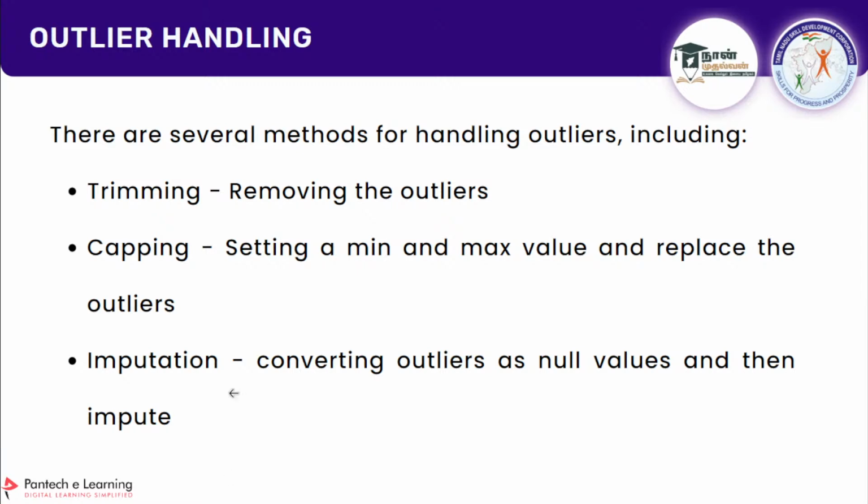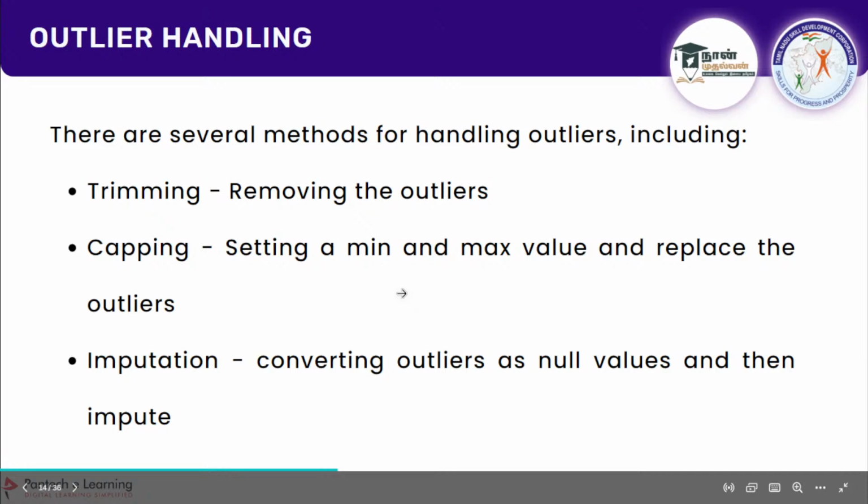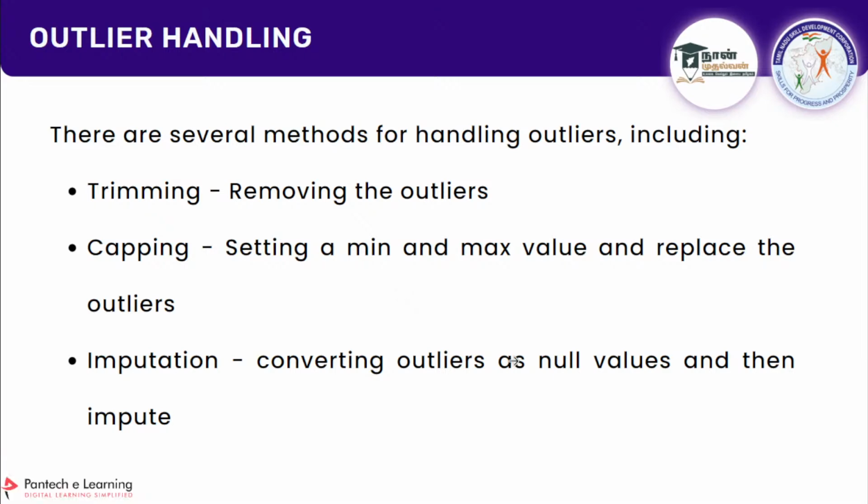So if a value is an outlier, you can just turn that particular value alone into a null value. Once you get the null values, you can go and impute them and replace them with some other value. That's how outlier handling is done. First we'll go with capping, and I'll show you how to do it.